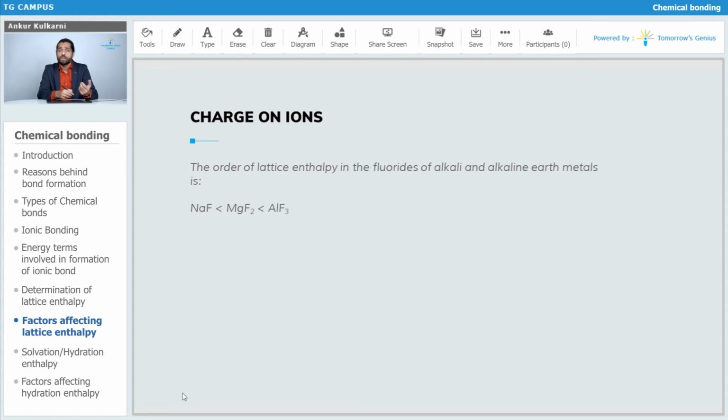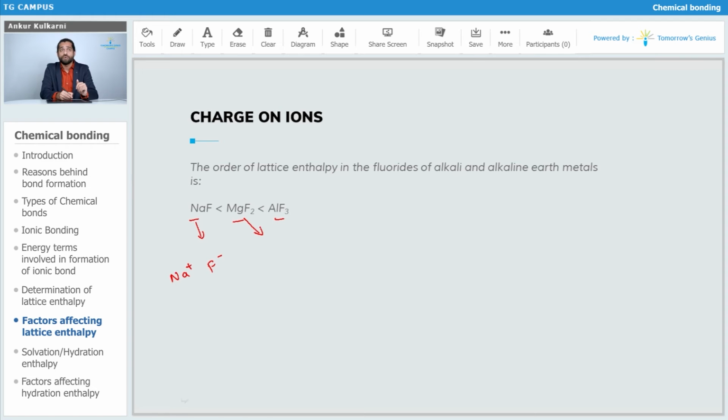Now let's move ahead and take an example. You can see on your screens, you have sodium fluoride, you have MgF2 and you have AlF3. Now if you have to give the order of enthalpy, according to our discussion, we have just discussed that lattice enthalpy is directly proportional to the charges. Now let's look at the example. We have sodium fluoride. So sodium fluoride dissociates as what? Na+, correct, and F-.